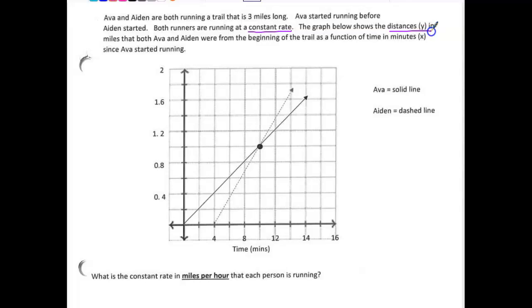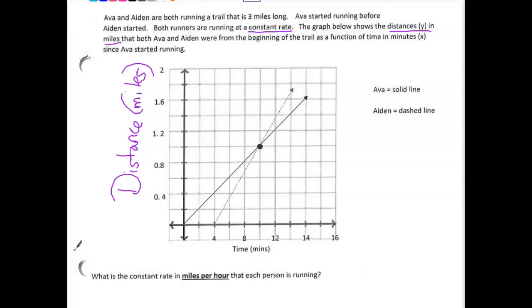Now, something I want you to add to this sheet that is not there: along the y-axis, please write distance in miles. So the y-axis is distance in miles, and the x-axis is your time in minutes. If I keep reading there, distance y in miles that both Ava and Aiden were from the beginning of the trail as a function of time in minutes x since Ava started running.